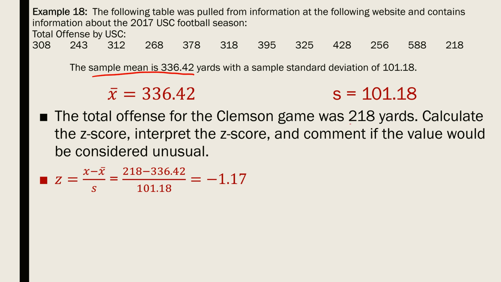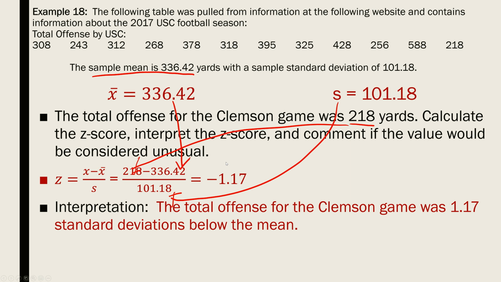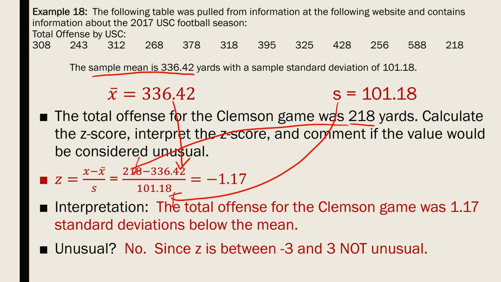So, if the total offense is 218 yards, we put the 218 here and subtract the sample mean, then divide by the sample standard deviation. We have a negative z-score, -1.17. It means the total offense for the Clemson game was 1.17 standard deviations below the mean. It is not unusual, since z between -3 and 3 is not unusual.